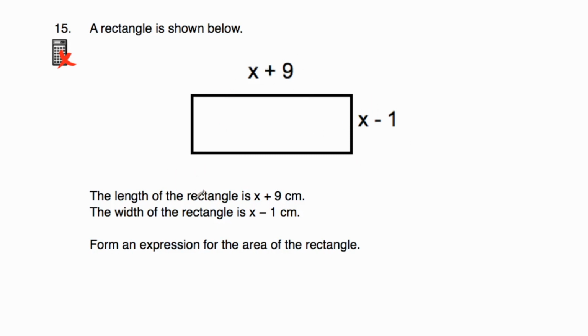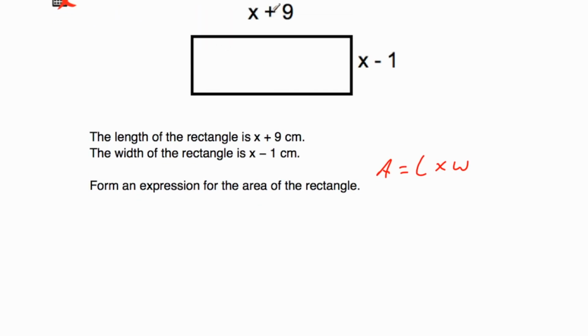And we're told the length of the rectangle is x plus 9 centimetres and the width of the rectangle is x minus 1 centimetres. And we've been asked to form an expression for the area of the rectangle. So the area of a rectangle is the length multiplied by the width. So if we multiply these together, we will find the area. So to form an expression for the area of the rectangle, we're going to multiply the length, which is x plus 9, by the width, which is x minus 1.